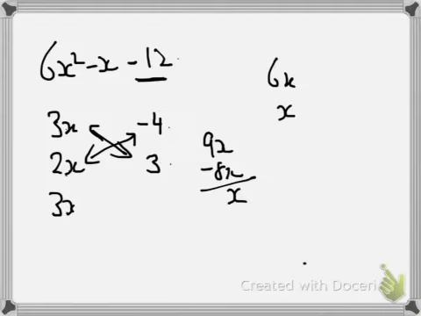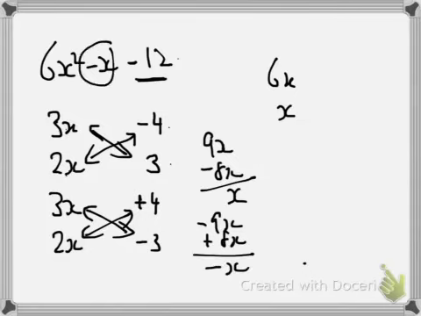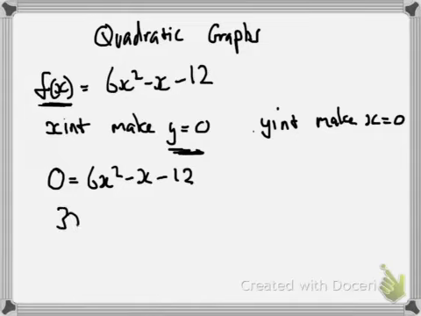If we've got the wrong sign, we can fix that by putting a positive 4 there and a negative 3 there. That gives me negative 9x that way and positive 8x that way, a total of negative x, and that's what we've got as our middle term. So there are our brackets: (3x + 4)(2x − 3). Back to the previous slide: (3x + 4)(2x − 3).